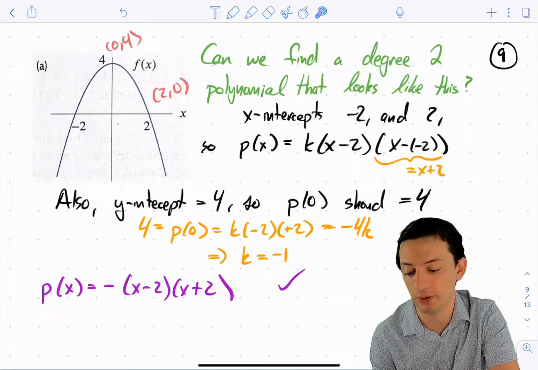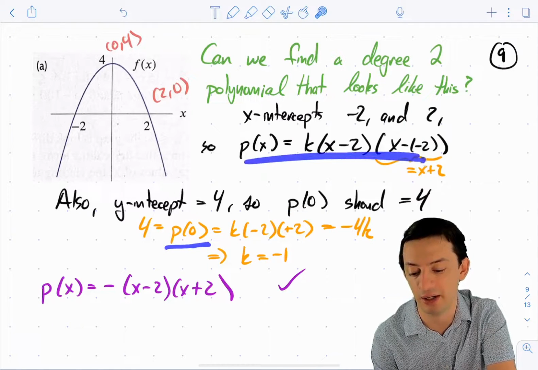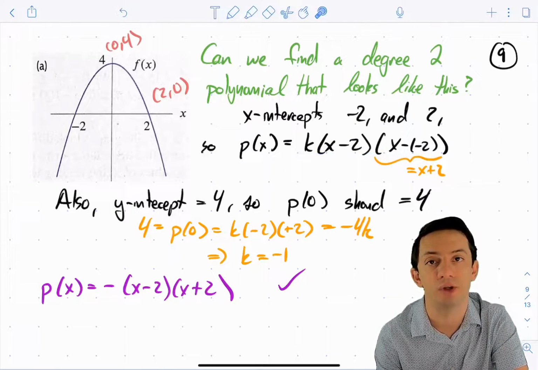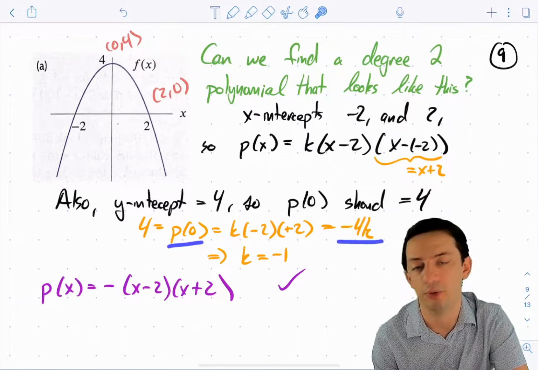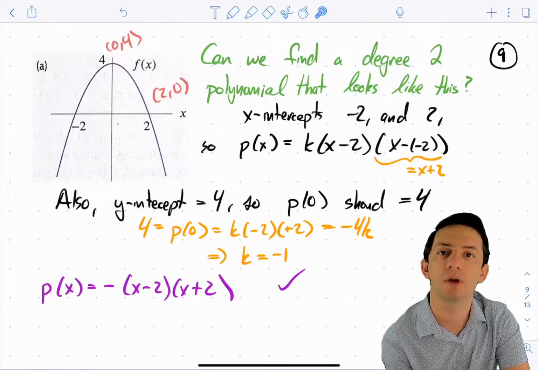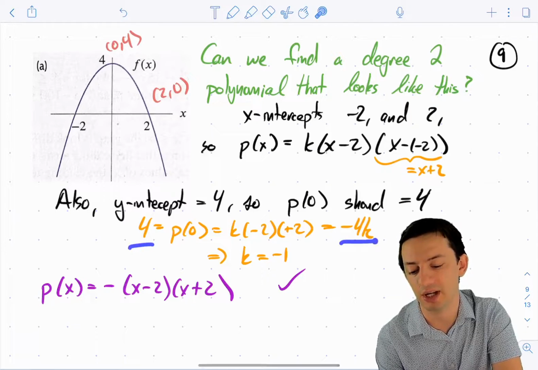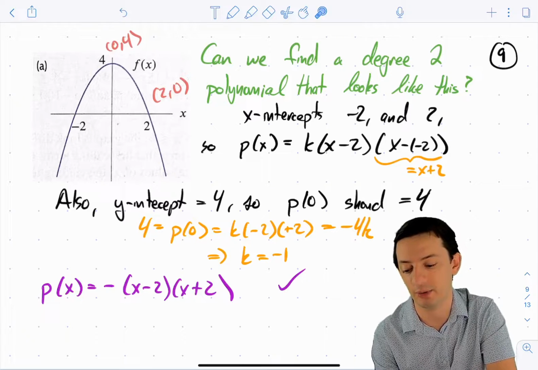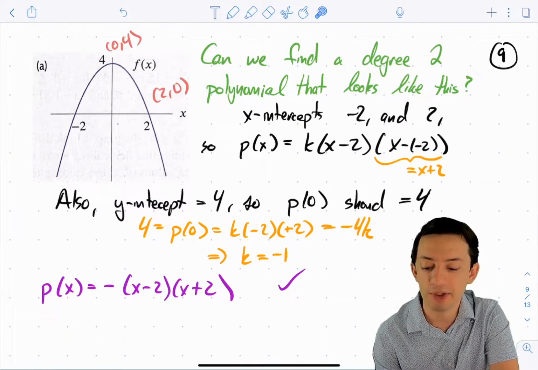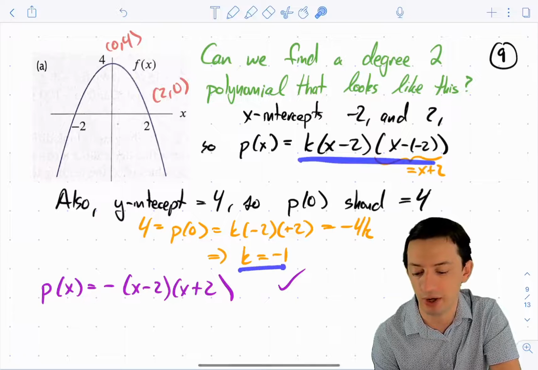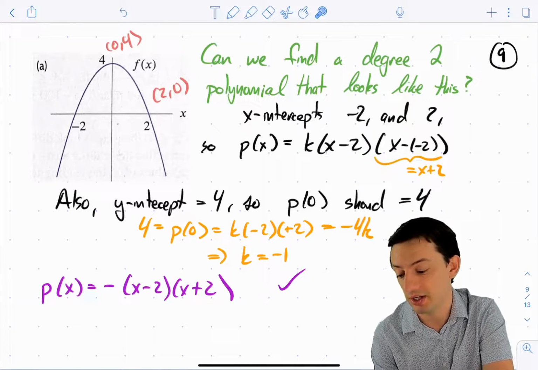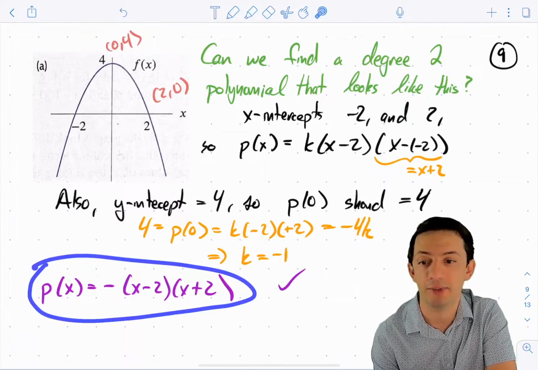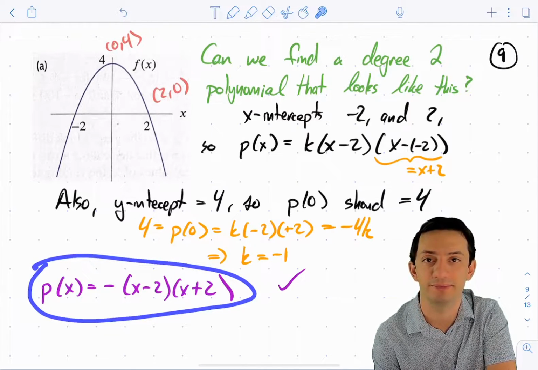That means 4 equals p(0), and if I plug 0 in here, we get k times -2 times +2. So p(0) is -4k. So what we know now is that 4 equals -4k, and if we divide the -4 over to the other side, we get k equals -1. And that was the only unknown that was left here, and so now we know it, and we can plug it in, and we have our final answer. This polynomial, p(x), is -1, or just negative, times (x minus 2) times (x plus 2).